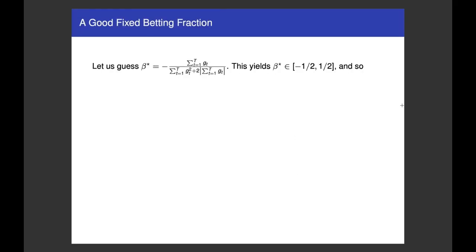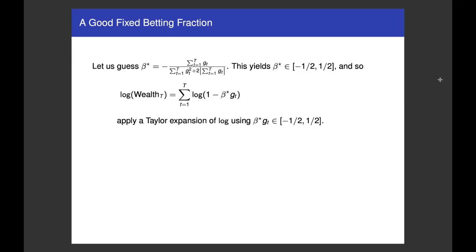So instead what we're going to do in this talk is I'm just going to give you a good guess that I've pre-computed, and we're going to verify that indeed its wealth is quite high. So here is a value beta star. It has some funky expression, but the thing to notice about it importantly right now is that its magnitude is bounded by 1/2.